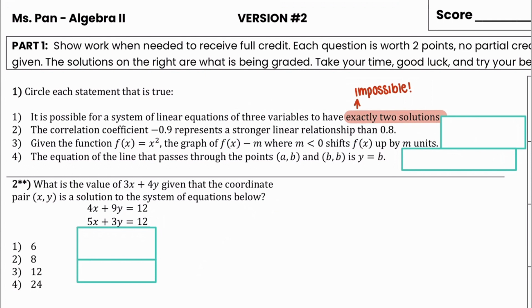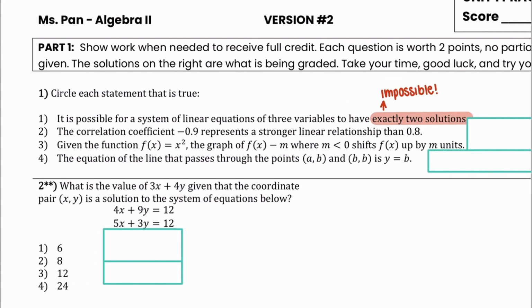So this is impossible. Looking at number 2, we have: the correlation coefficient of negative 0.9 represents a stronger linear relationship than 0.8. So whether a correlation coefficient is negative or positive doesn't have anything to do with if it is strong or not. The strongest correlations will always be when it is closest to either negative 1 or positive 1. And negative 0.9 is closer to negative 1 than 0.8 is to 1. So therefore, the answer for number 2 is true.